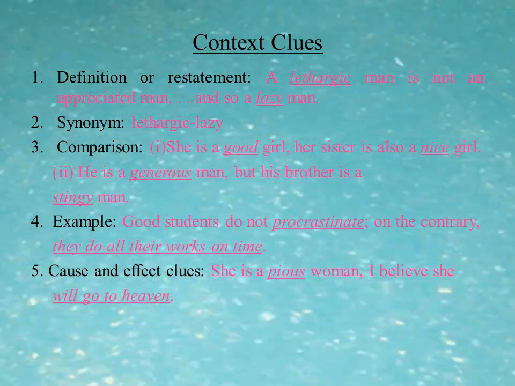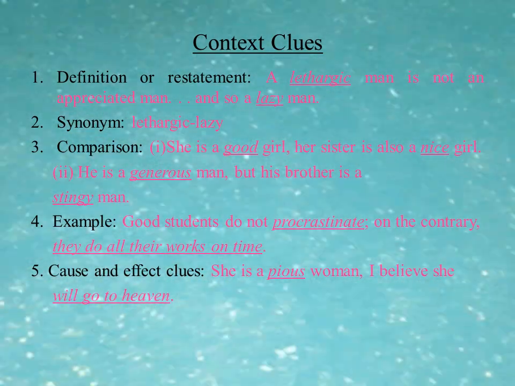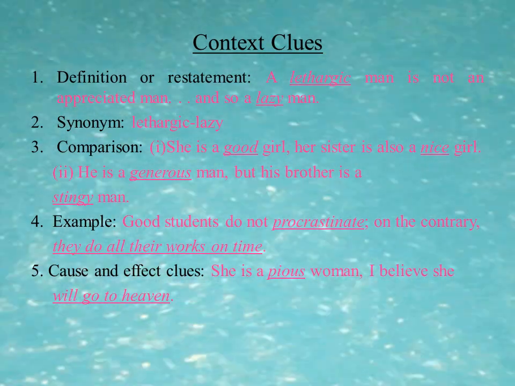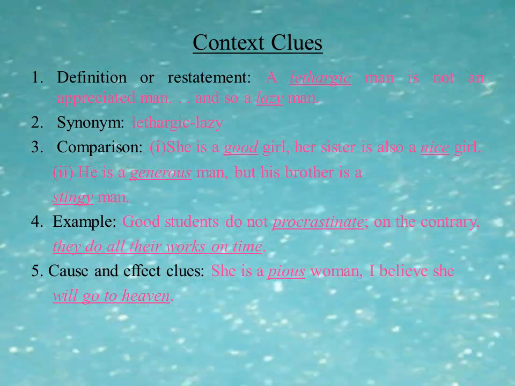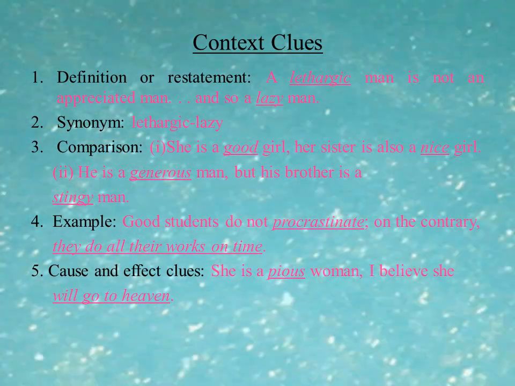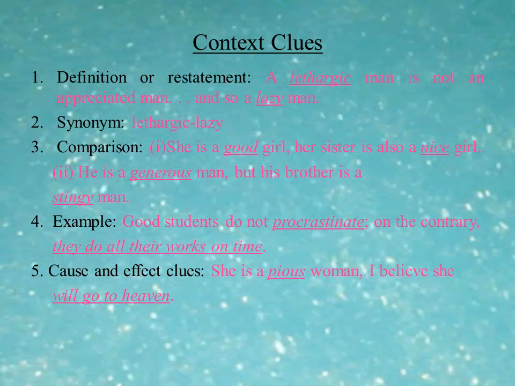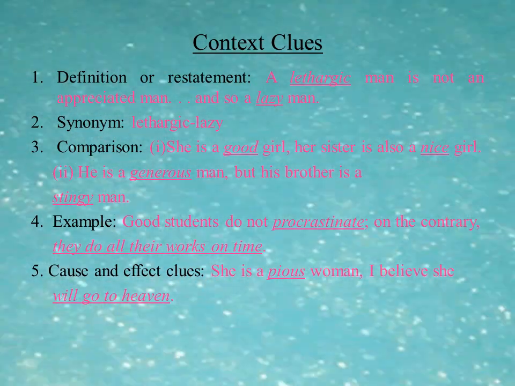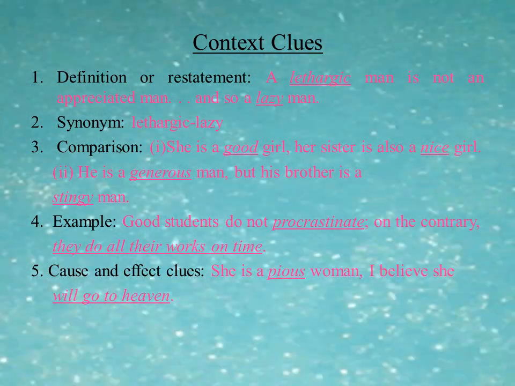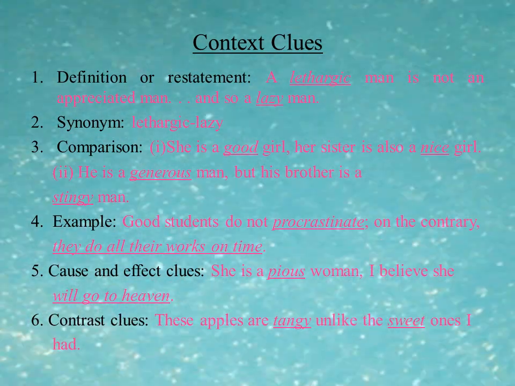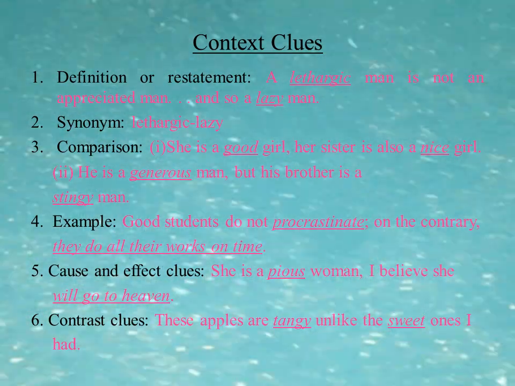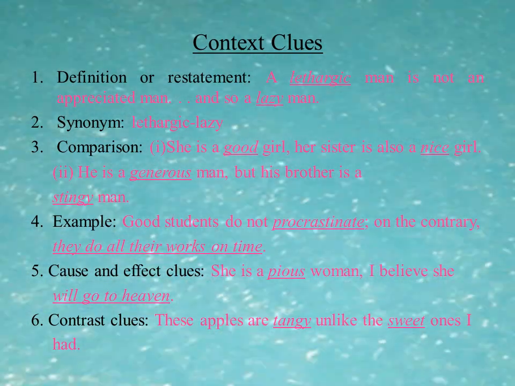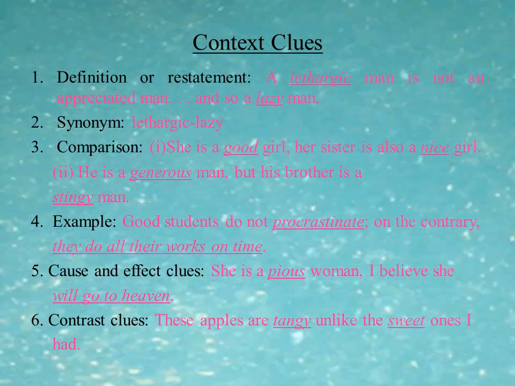Cause and effect. The cause of an action may be stated using an unfamiliar word. However, if the effect is stated in familiar words, the reader can infer its meaning. In the given sentence, "She is a pious woman. I believe she will go to heaven," we find that one part of the sentence is a cause and the other part is an effect of the cause. Cause and effect clues help the readers to figure out the meaning of difficult words. Contrast clues are words or phrases that have the opposite meaning of the unfamiliar words. We can simply say that a contrast clue is an antonym of an unfamiliar word.